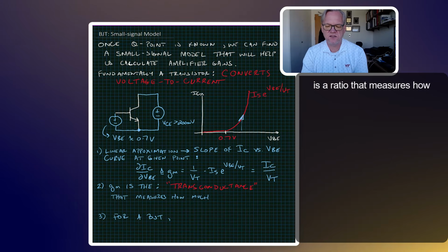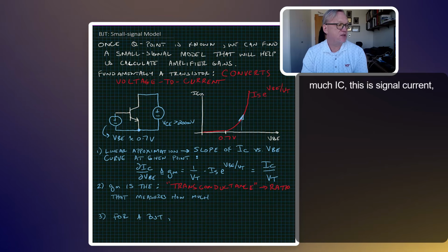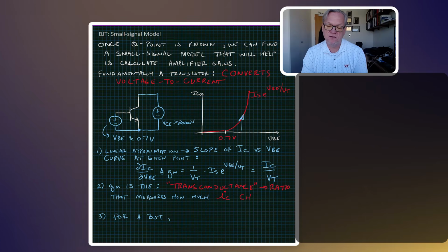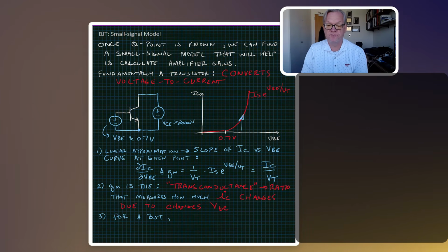The transconductance is a ratio that measures how much IC, this is signal current, changes due to changes in the input voltage, VBE, the input signal voltage.